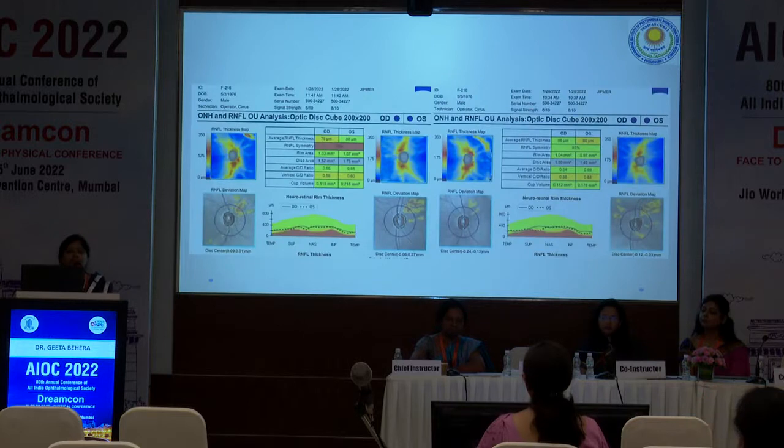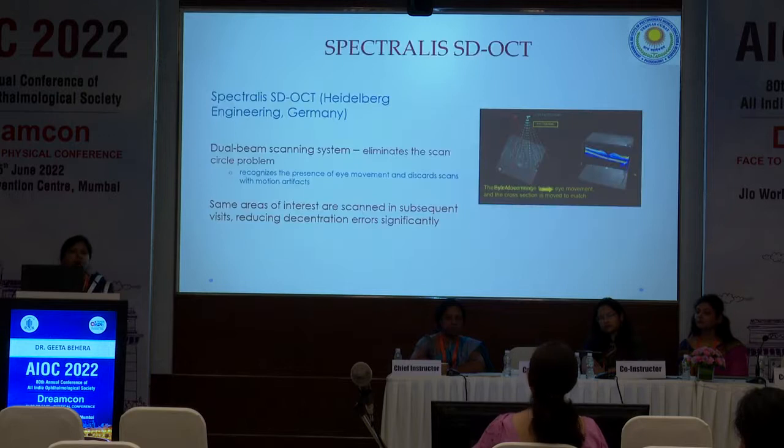Again, just another case in point, please look at these 2 scans. This patient, as you can see in the left map, has a very large decentration, and the average RNFL thickness is about 79 microns. And when you look at the other map with 85 microns, that is a well-centered circle. The only machine which actually overcomes the decentration error is the Spectralis ST-OCT.